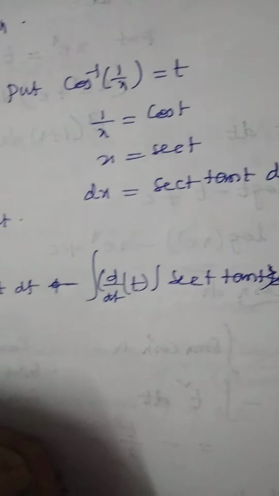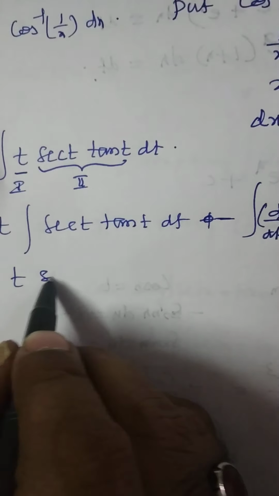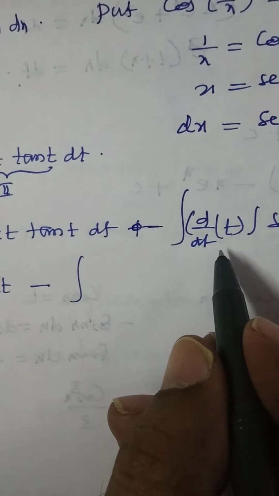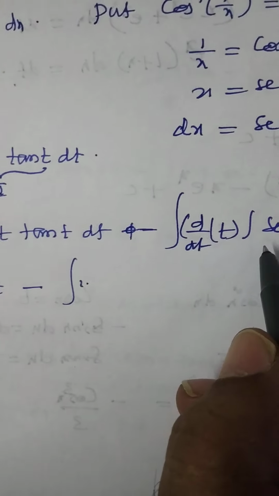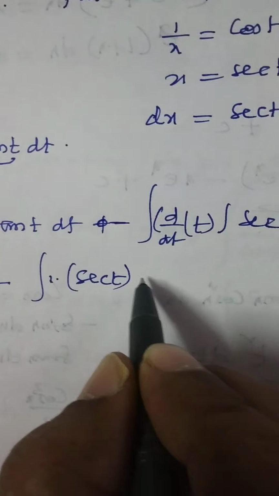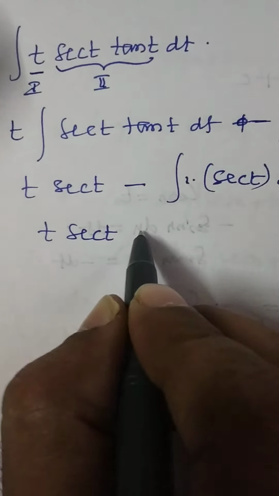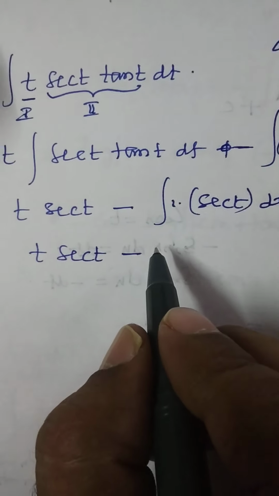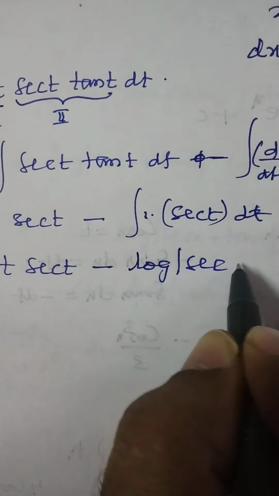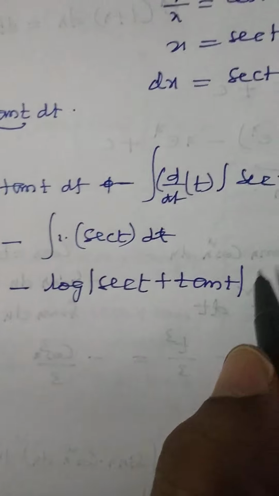Okay, so t into the integration of secant t tan t is what? Simply it is equal to secant t minus the integration of the derivative of t, which is 1. Next, the integration of secant t tan t is secant t, whole dt again. So t into secant t minus, what is the integration of secant t? We have the formula, that is log of secant t plus tan t. Try to be perfect with the formulas every time.